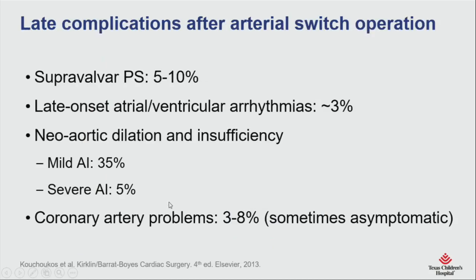Now, why are we reintervening on these kids? Supravalvular PS is going to be a major thing, 5 to 10%. Late onset of atrial and ventricular arrhythmias. Something that we're actually starting to see is neo-aortic dilation in the long term, especially.